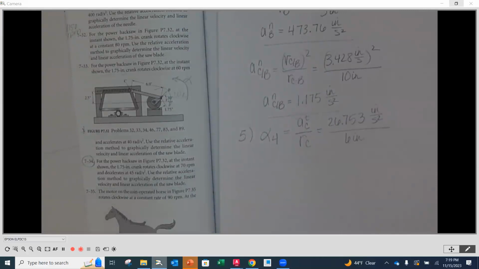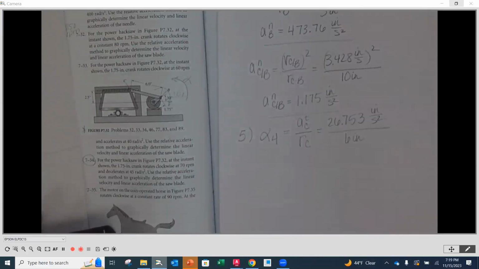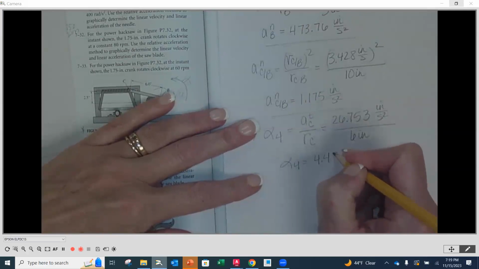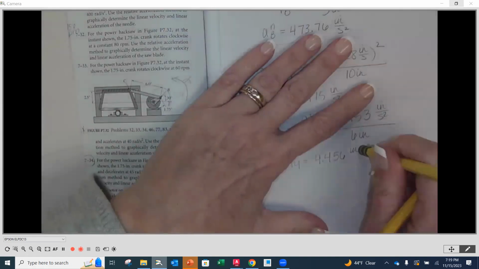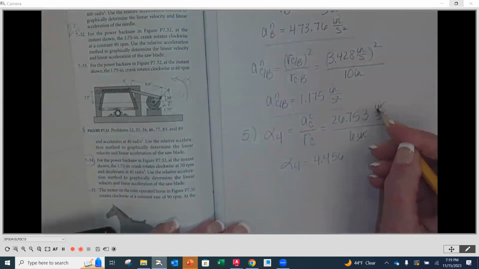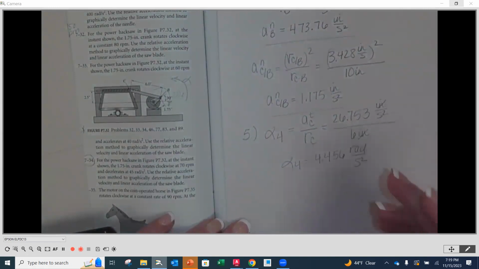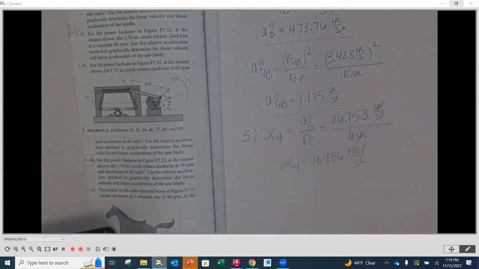Okay. So angular acceleration of link number 4 is 4.456. Radians, right? Inches are canceling here. So inches cancel inches. So it's nothing per second squared. Radians per second squared. And the good thing about it is that those are the units that we express angular acceleration in. So we don't have to do any going back to revolutions or anything.